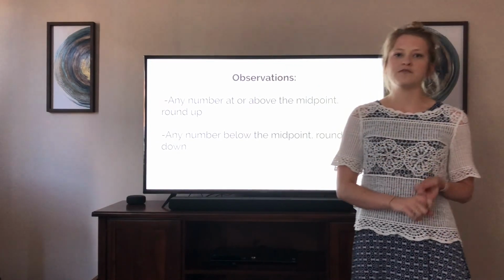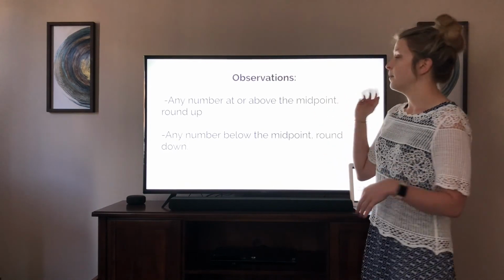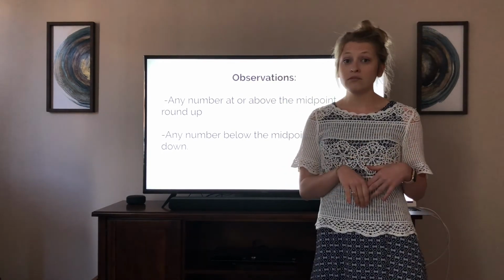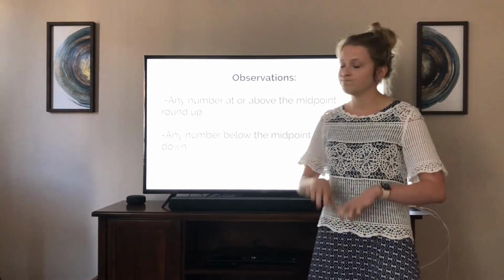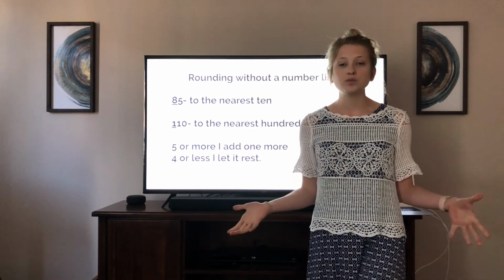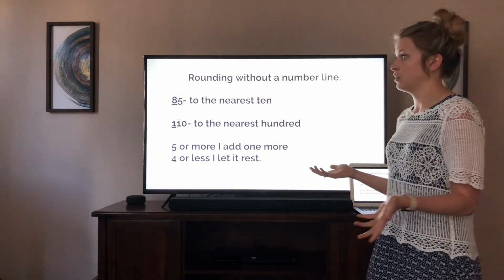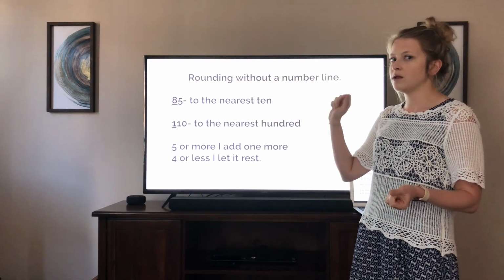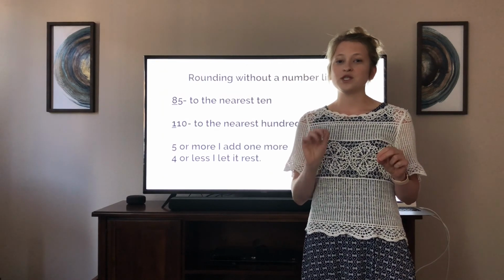So here are just some observations that we've made in recalling what we know about rounding. So we've learned and we remembered that any number at or above the midpoint, we're going to round up. Any number below the midpoint, we're going to round down. So sometimes, after we really got comfortable back in August with rounding with a number line, we began to round without a number line, and we would underline what we were rounding to and circle the number next to it, which would allow us to determine what to round to.